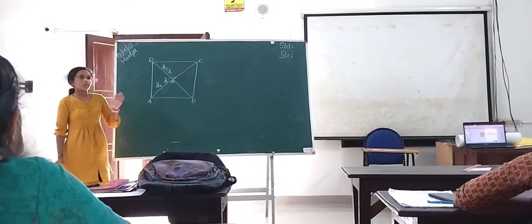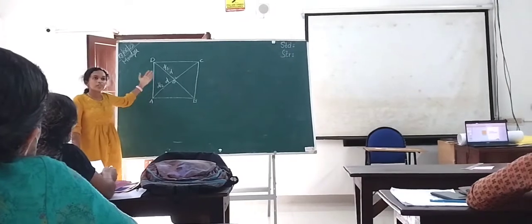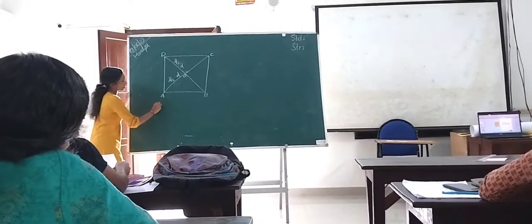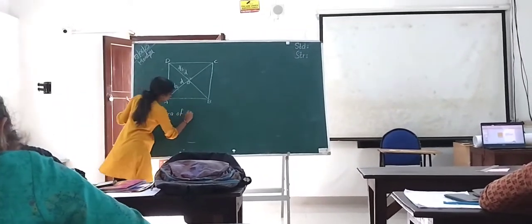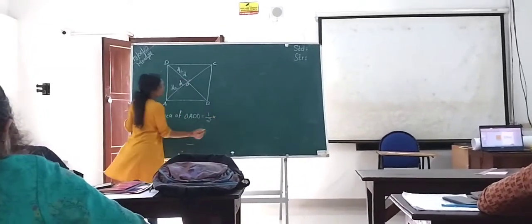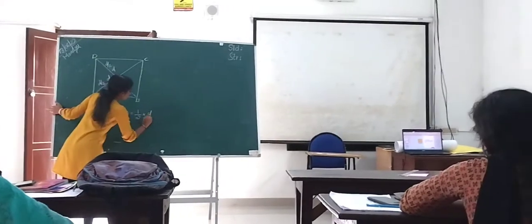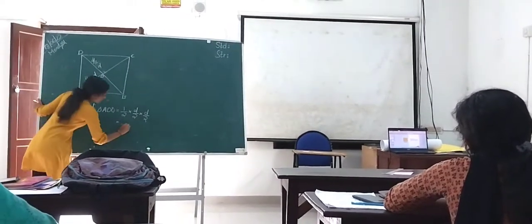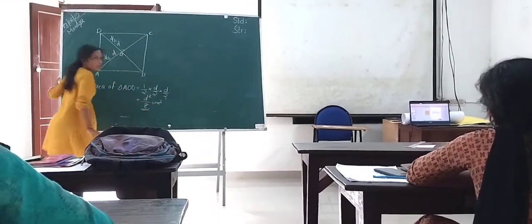d by 2. Now we proceed the same as the earlier case. First, we find the area of this triangle. Then how can we find the area of this square? 4 into the area of this triangle. So, everybody, please take a paper and do it. Find the area of the triangle ADO. Then the area will be half into d by 2 into d by 2. That is 2 into 2 into 2, 8. d into d. Okay, d square by 8 centimeter square will be the area of the triangle.